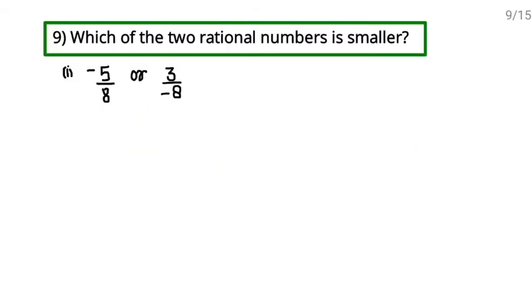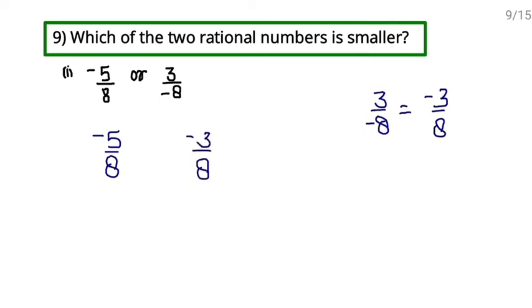Clear? Next question, question number 9: which of the two rational numbers is smaller? Again we will compare them. Now we will find the smaller one, right? This minus 5 upon 8 and this 3 upon minus 8 can be written as minus 3 upon 8, right? Now denominators are same, so we will compare the numerators minus 5 and minus 3.